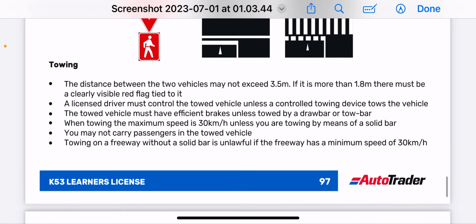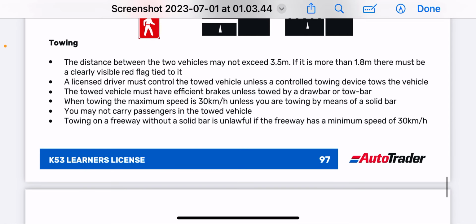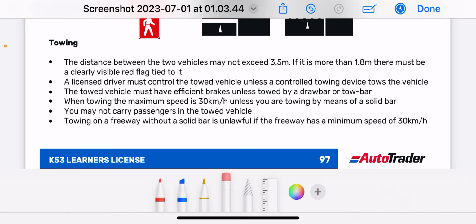And then the rules with regards to towing. Towing your vehicle or towing another vehicle. The distance between the two vehicles may not exceed 3.5 meters. 3.5 meters, okay? If it is more than 1.8 meters, there must be a clearly visible red flag tied to it.